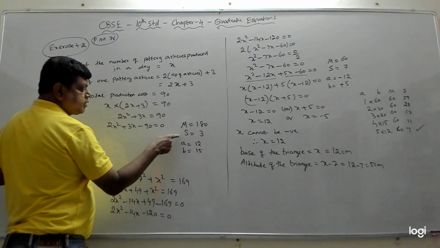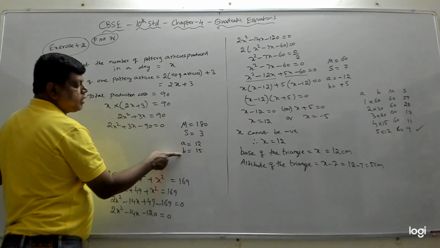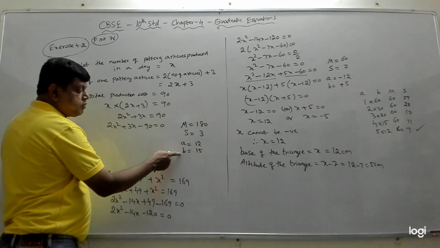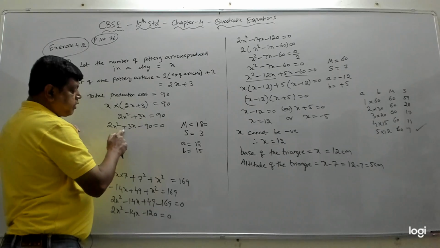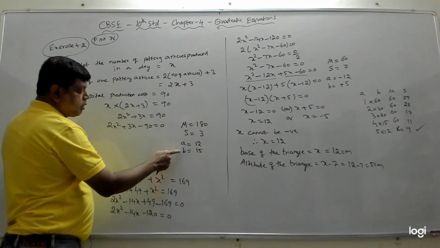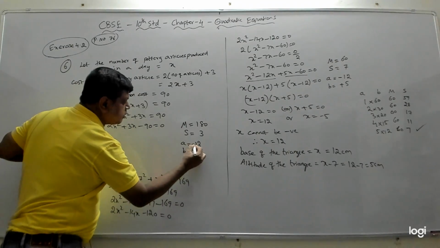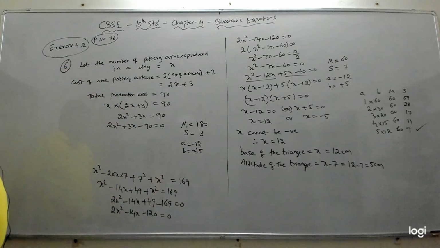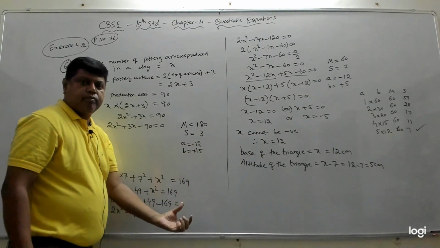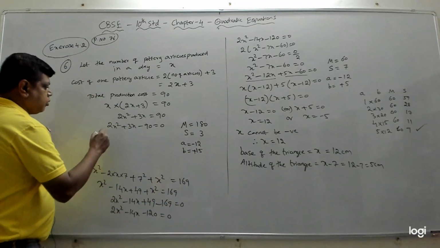Now it's a subtraction case. In the subtraction case, one number is negative and one number is positive. To find which is positive and which is negative, we should see this sign. The greater number will take this sign. The greater number among these is 15, so 15 will take this plus. So 15 will be plus and the 12 will be minus. Clear? So now we can do the factorization.